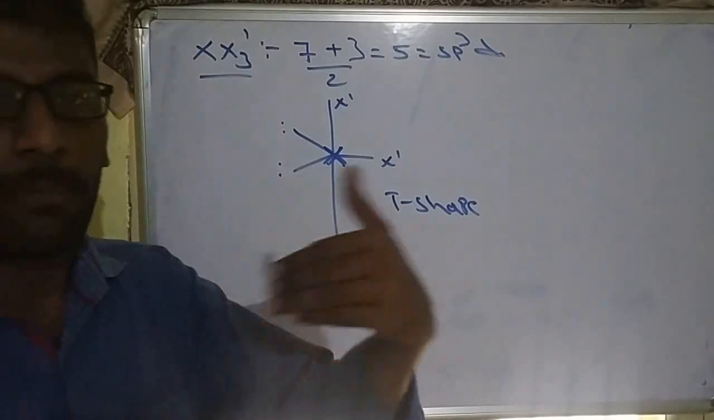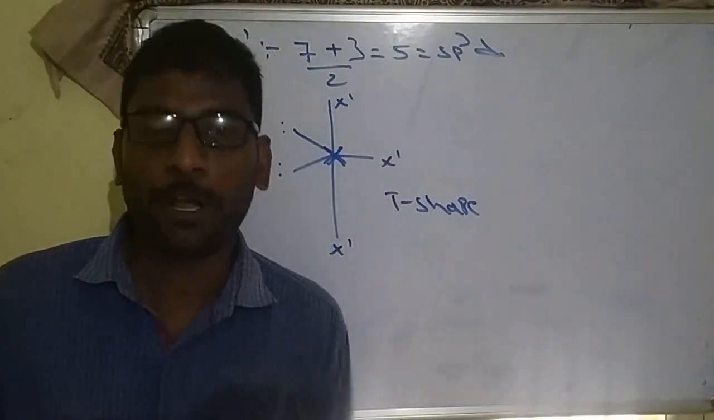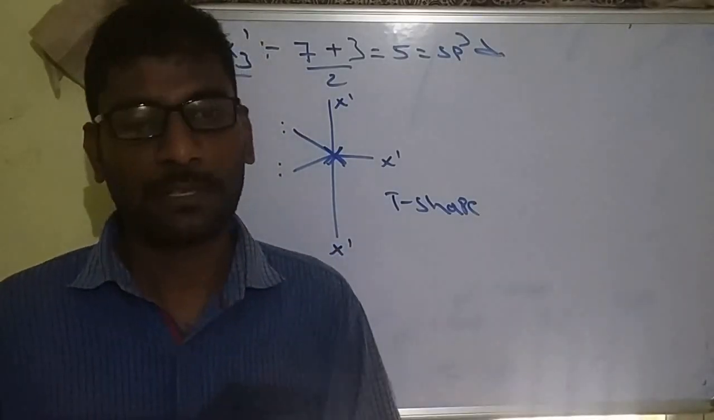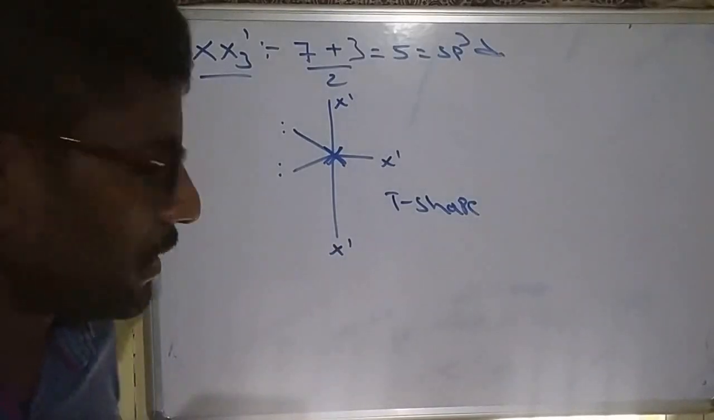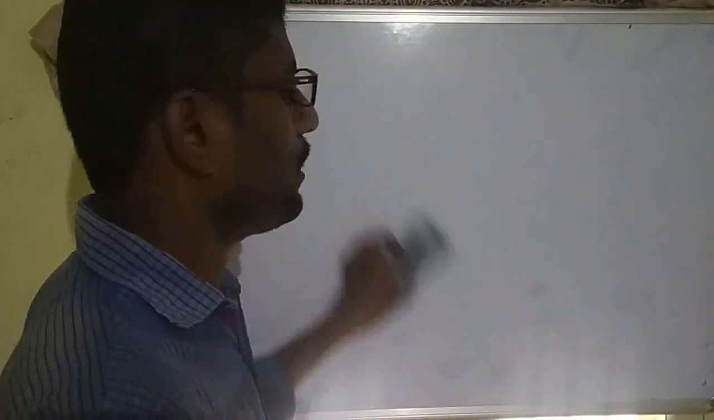So practice hybridization. One question will compulsorily come in the NEET exam from the chemical bonding topic, and from the P block topic also. They will ask shapes, so hybridization is the most important. So these are the interhalogen compounds.